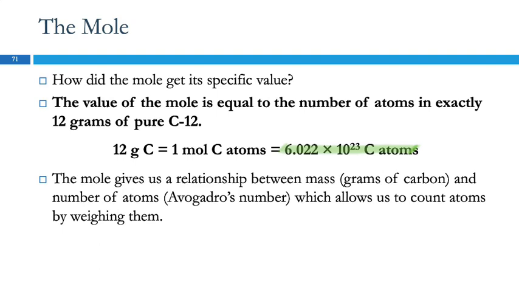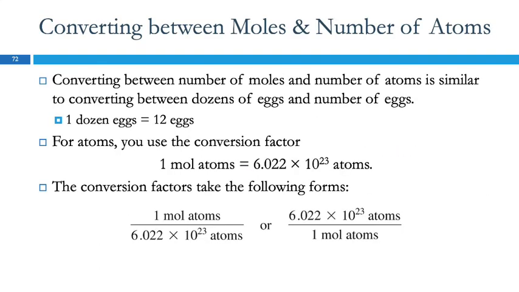This gives us a relationship between the mass of something and the number of atoms in it, and allows us to count the atoms by weighing them. We can use dimensional analysis to convert between moles and number of atoms, and it's done in the same way that we would convert between dozens and numbers of eggs.